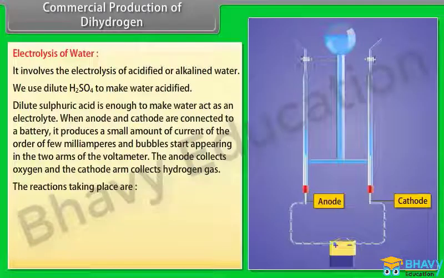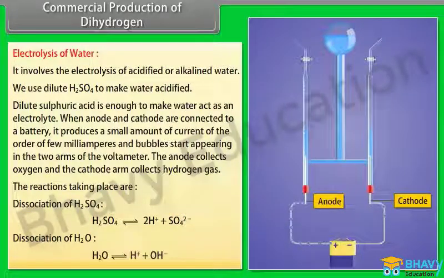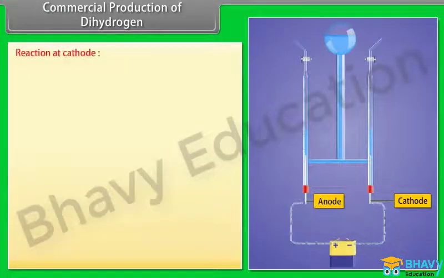The reactions taking place are: dissociation of H2SO4. H2SO4 gives 2H+ and SO4 2-. Dissociation of H2O. H2O gives H+ and OH-. Reaction at cathode. H+ plus electron gives H. H plus H gives H2.